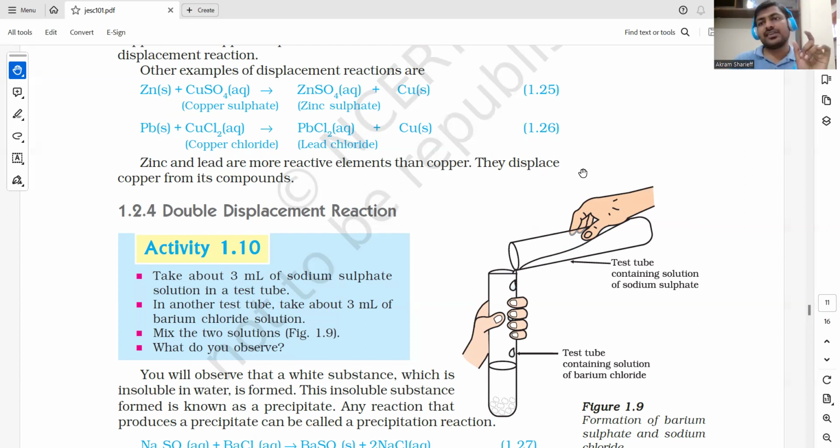So we have a reactivity series which we should learn to understand which metal can displace which metal from its solution. Okay, we have to learn that reactivity series by heart.